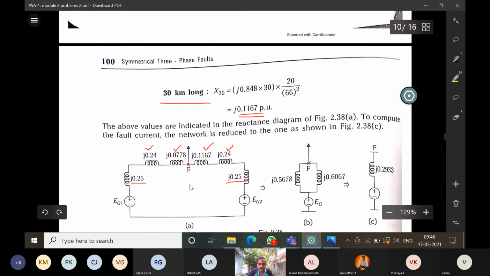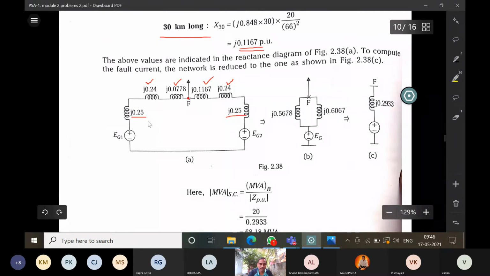So now reassemble the circuit. What are the series components here? This is series, this is series, this is series. Similarly, this is series, and this is series. Add these three here to here, add here, here to here, add this.